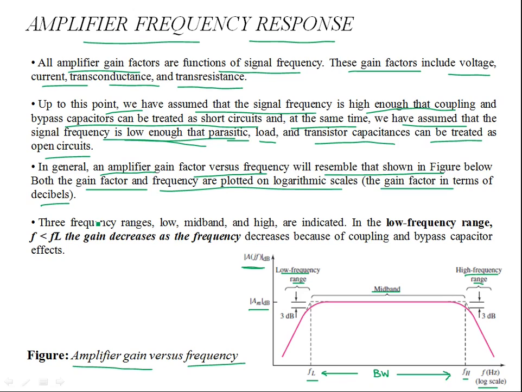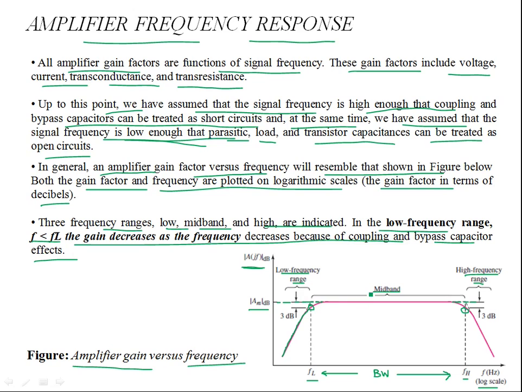You see three frequency ranges, low, midband, and high, indicated in this figure. In the low frequency range, where the frequency is less than FL, FL is the point that is 3 dB below your midband gain. This is the midband gain, which is constant. Similarly, you have another point, FH, which is again 3 dB below. The gain decreases in the low frequency range because of the coupling and bypass capacitor effects. As the frequency decreases, the coupling and bypass capacitor effects come into the picture and cause the decrease in the frequency response.